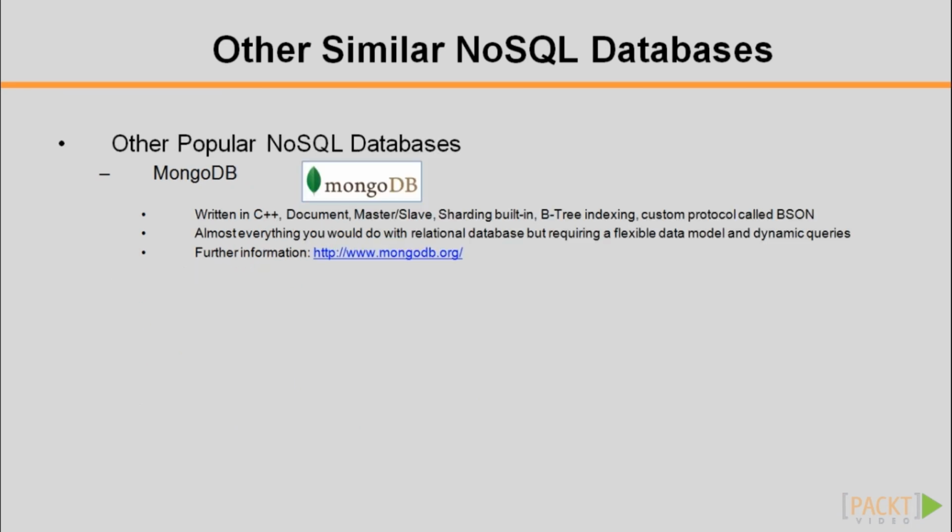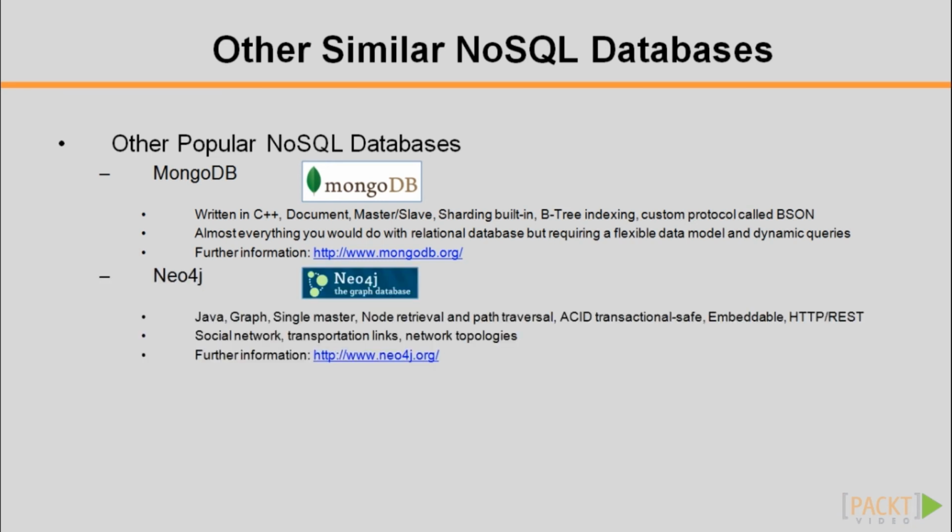MongoDB is a document database written in C++. It is based on master-slave distribution model and provides built-in sharding and B-tree indexing support. The protocol used is called BSON. It's suitable for almost everything you would do with relational databases, but requiring a flexible data model and dynamic queries.